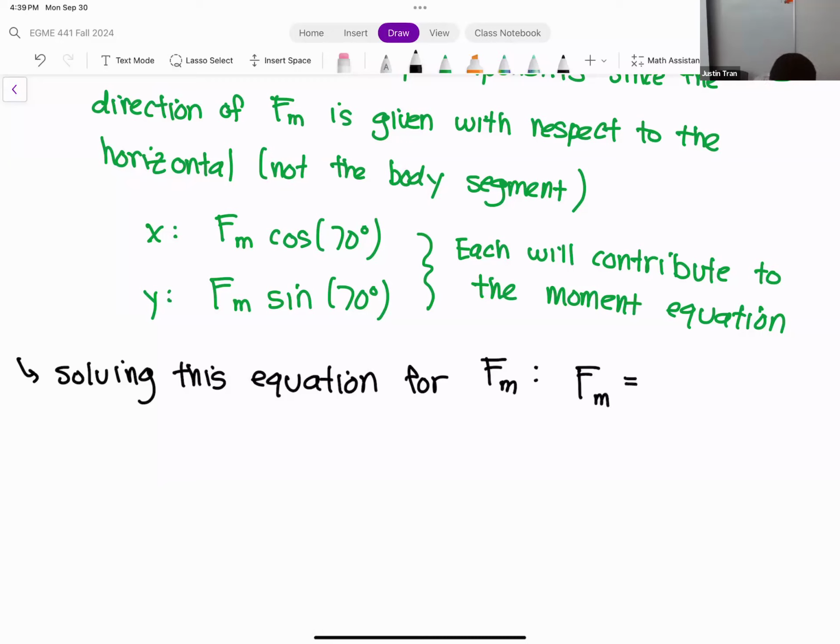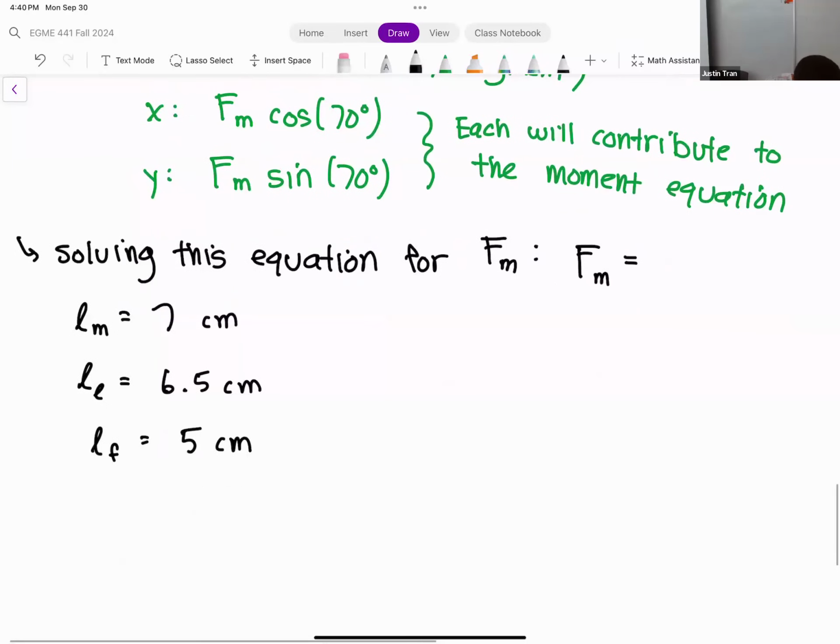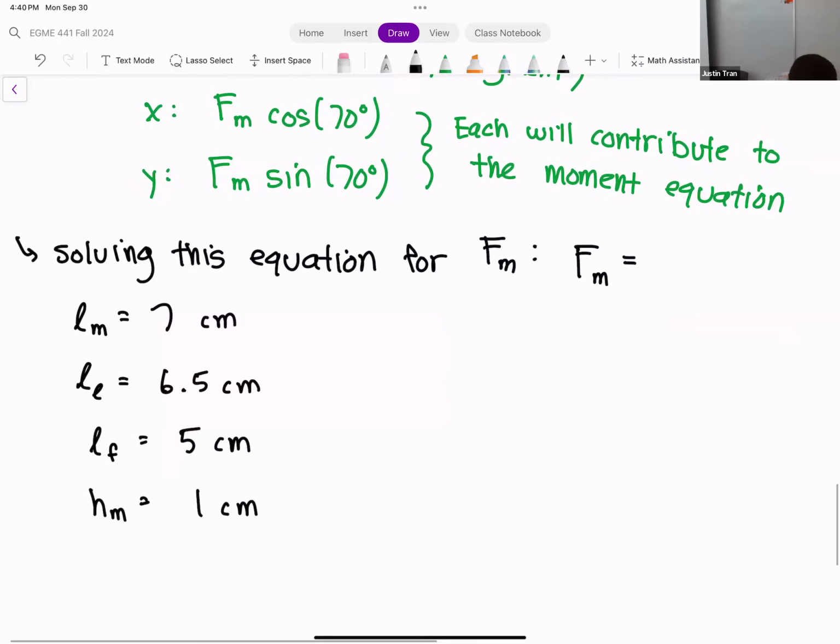And what we get from this is, well, if you plug in all the other numbers that I didn't give you. And so let me see. So LM here is 7 centimeters. LL is 6.5 centimeters. LF is 5 centimeters. HM is 1 centimeter. And the weight of the leg is 50 newtons. Okay. So I try to keep things pretty consistent with the example that we did last time in terms of measurements.